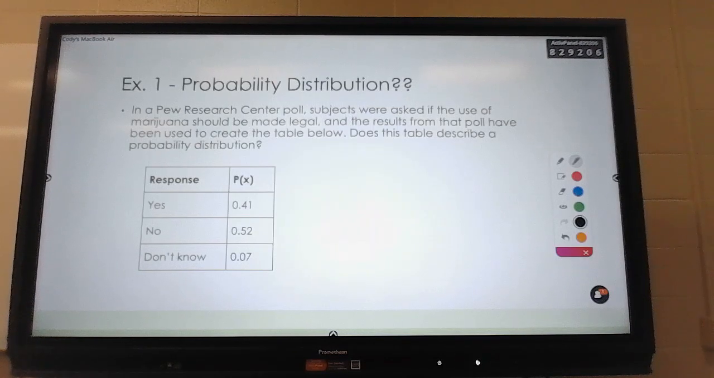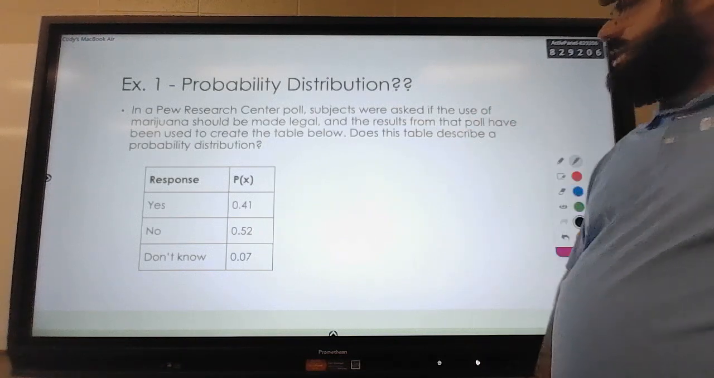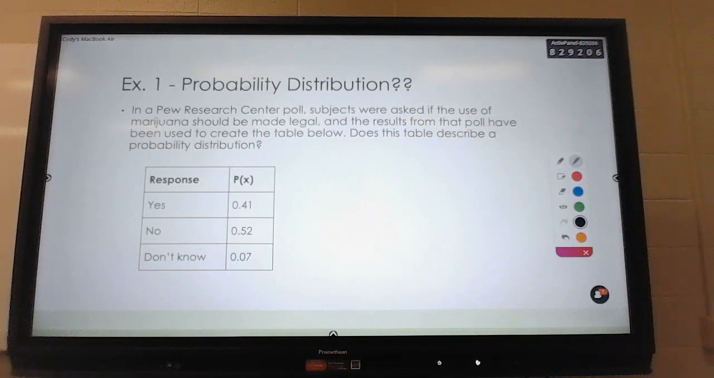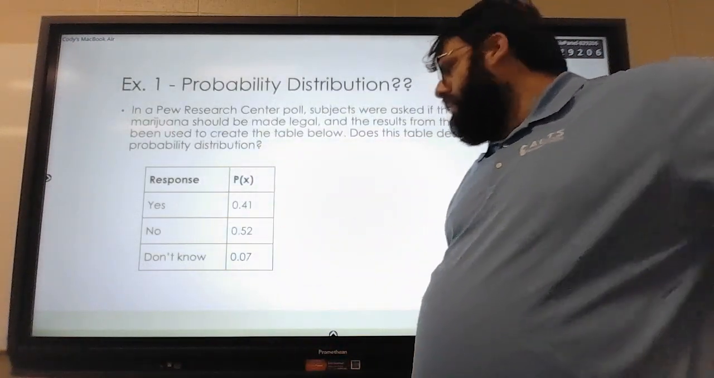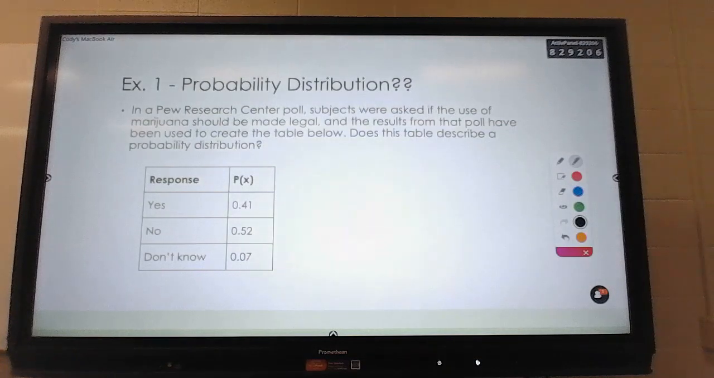So let's practice determining whether or not a distribution is a probability distribution. In a Pew Research Center poll, subjects were asked if the use of marijuana should be made legal, and the results from that poll have been used to create the table below. Here's your table. Should marijuana be legal? It looks like 41% said yes, 52% said no, and 7% were undecided. Does this table describe a probability distribution?